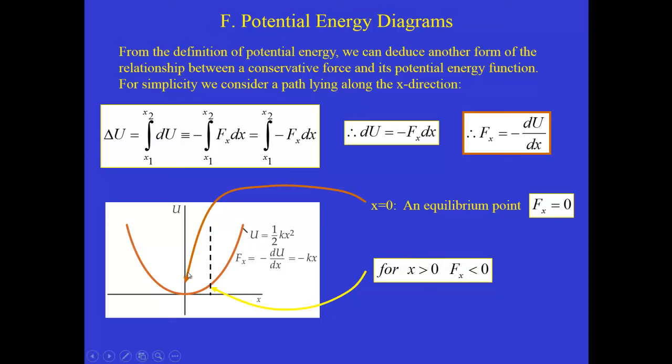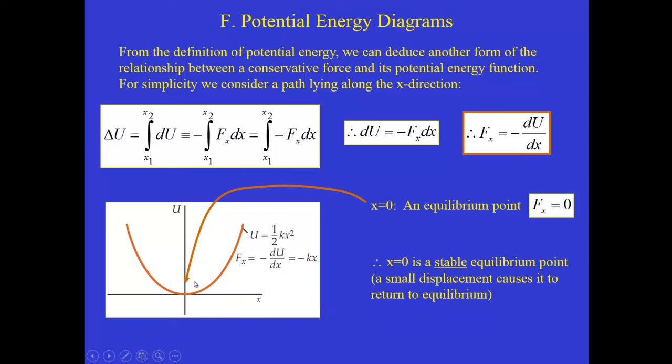If the spring is stretched now so that x is positive, then the slope is positive, and minus the slope would become a negative value. So for x greater than 0, the x component of the force is less than 0, which means that the object experiences a force that pushes it back toward equilibrium, right?